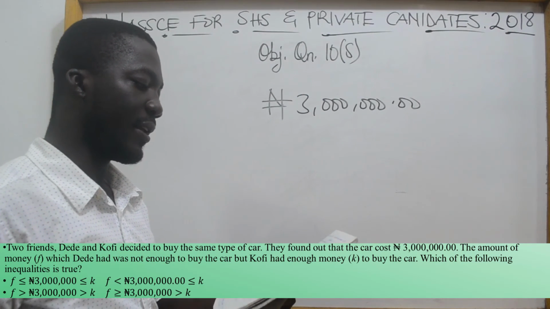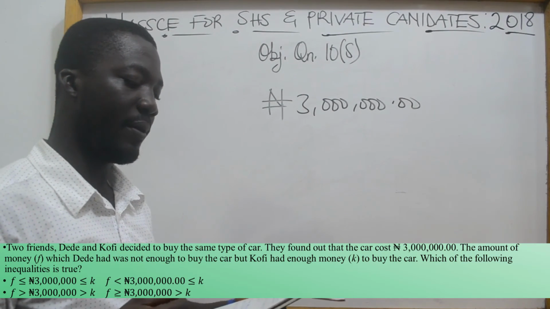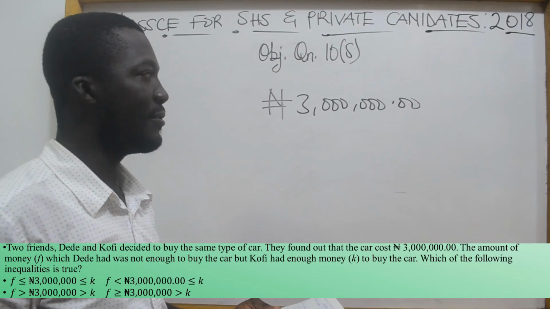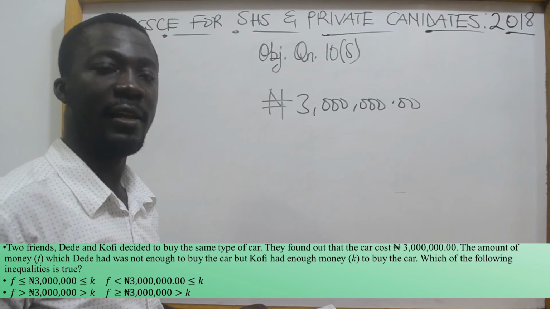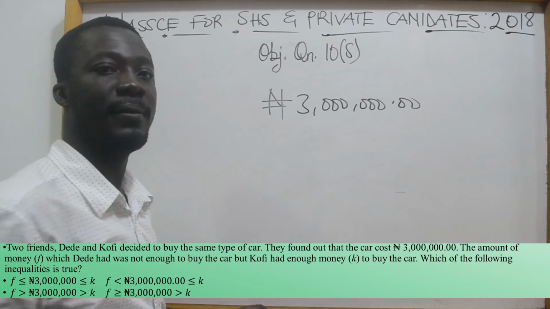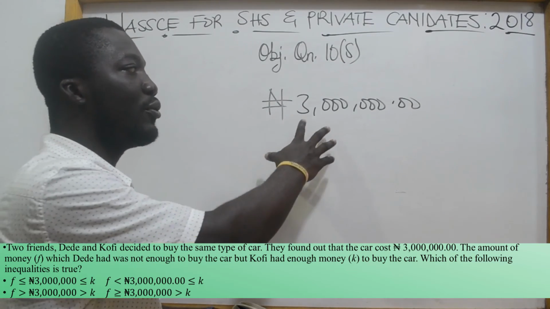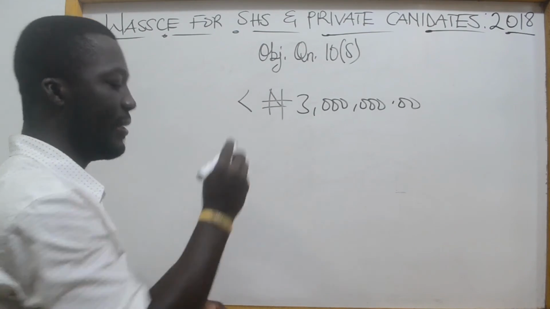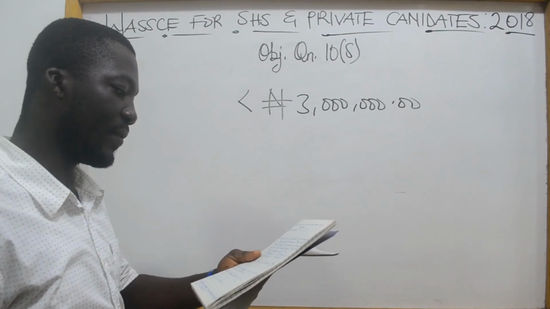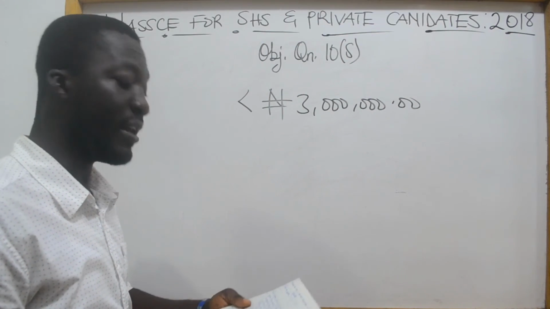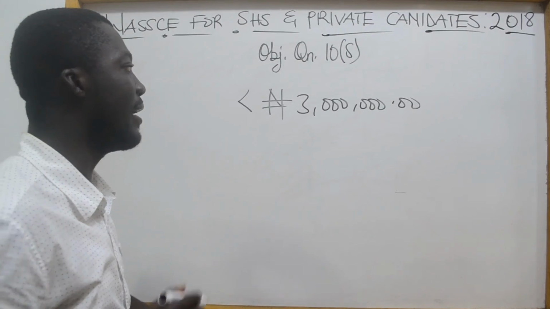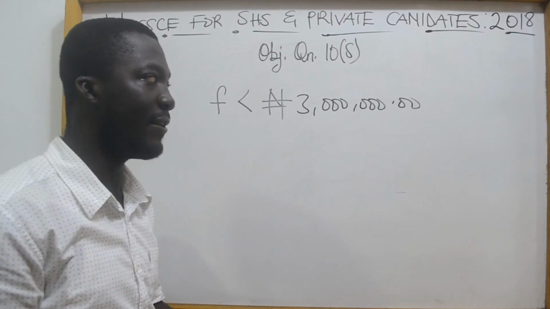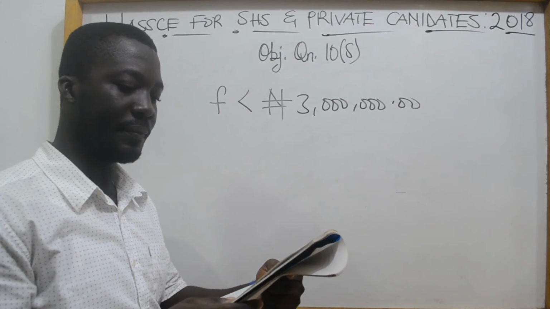Then the amount of money which Dede had was not enough. So it means Dede's money cannot afford the car. So it's not up to 3 million. Meaning that Dede's money is less. And the amount of money, Dede's money is designated by F. So Dede's money is lesser than the 3 million naira.